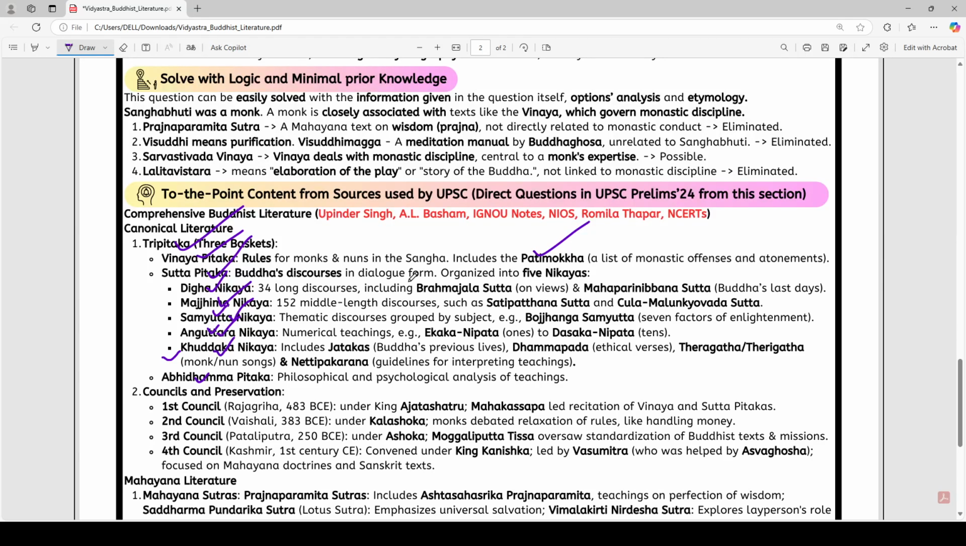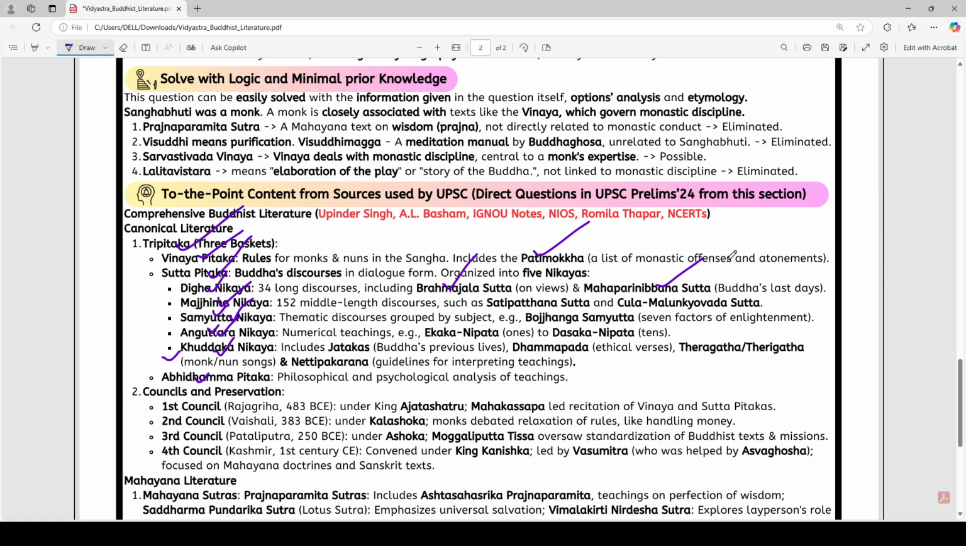Now within the Digha Nikaya, the long discourses, there is one named Brahmajala Sutta. Now what the Brahmajala Sutta is, in this there are teachings, or discourses, in which the Buddha has criticized the other religions' views, like nihilism, eternalism, and all those, which he says are wrong views. So this is called the Brahmajala Sutta.